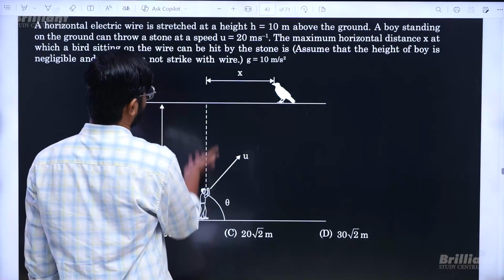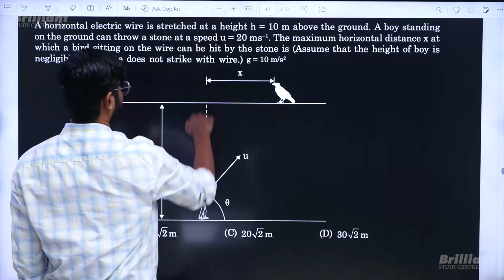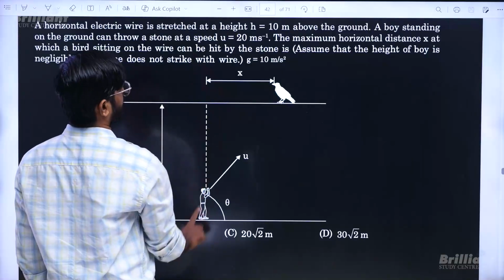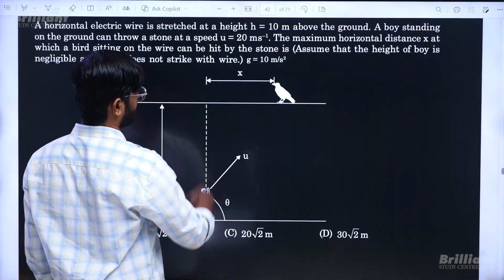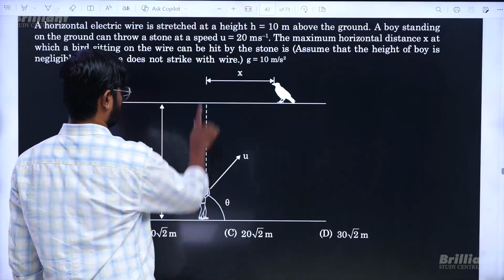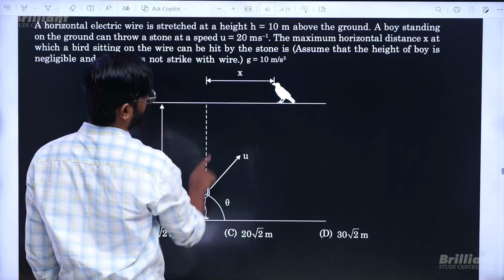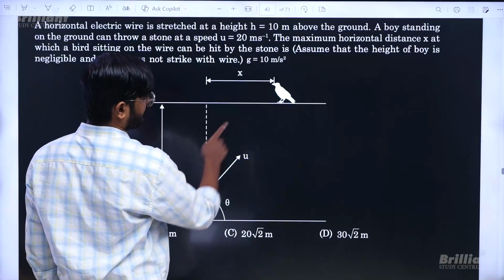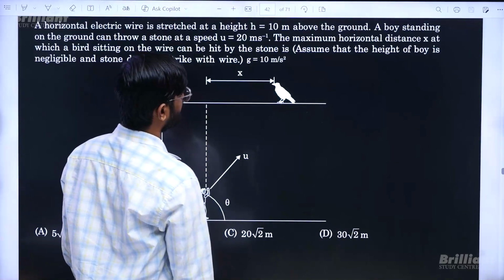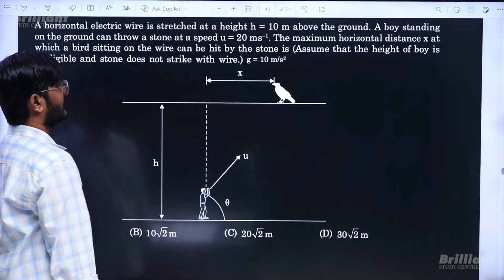Now if he throws exactly vertically, it can cross this and it can come. In fact, you can calculate maximum height. Maximum height is more than 10. I think it is going to be 20. So when he throws at some other angle, it is going to go like this. When he throws at some other angle, it is going to go like this. So there are lots of possibilities.